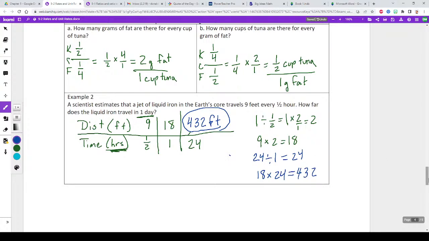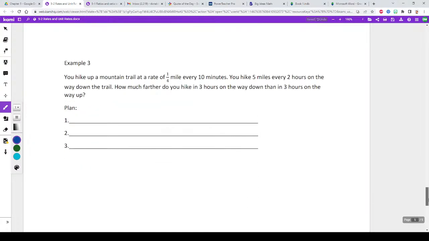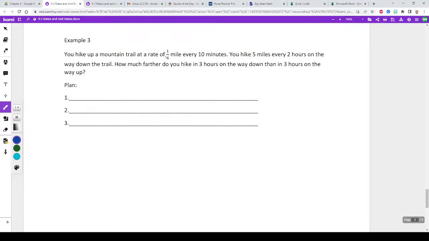All right, last problem. You hike up a mountain trail at a rate of 1/4 mile every 10 minutes. You hike 5 miles every 2 hours on the way down the trail. How much farther do you hike in 3 hours on the way down than 3 hours on the way up?